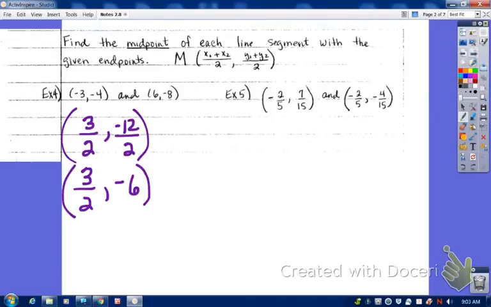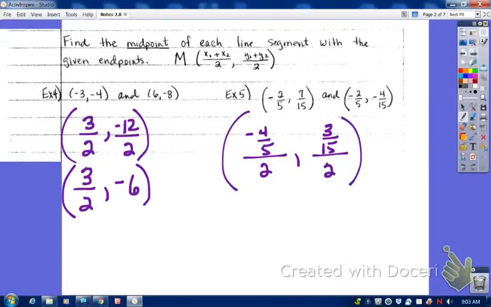Example 5. If you add your x's, what's negative 2/5 plus negative 2/5? Negative 4/5, and then we have to divide by 2. We'll talk about that in a minute. Negative 4/5 divided by 2. Add your y's. 7/15 plus negative 4/15 is 3/15 divided by 2. Okay, we can't leave our answer like that because those are fractions. So tell me a quick way to divide by 2.